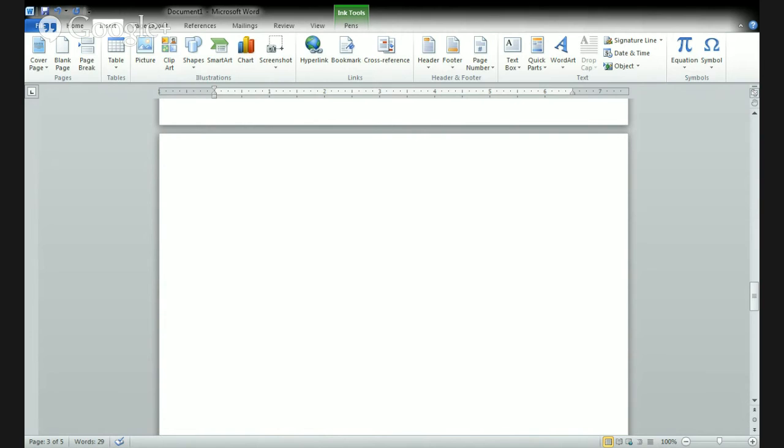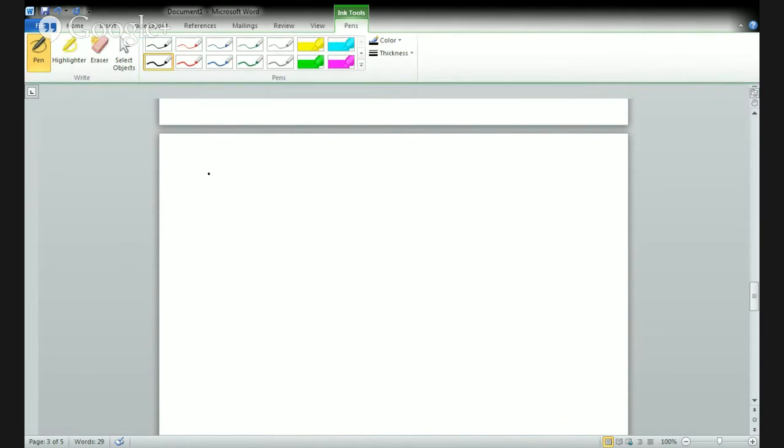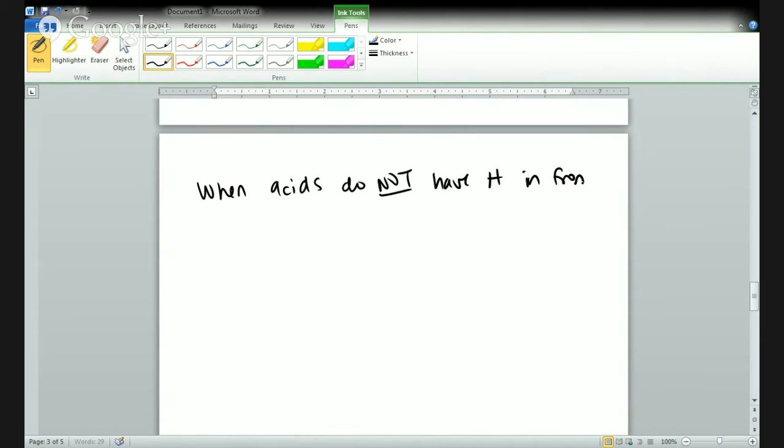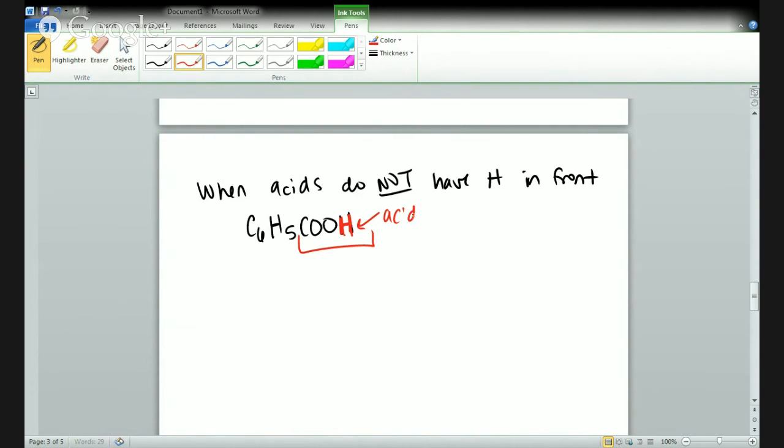Can you explain when acids do not have an H plus at the beginning of the formula? You will see some acids, like the example that I just did, benzoic acid, that do not have an H in front. Just like that example I just had, that was C6H5COOH. This part back here is called a carboxylic acid, and it's going to be this H back here that is the acidic H. So that's going to be the H that's lost.